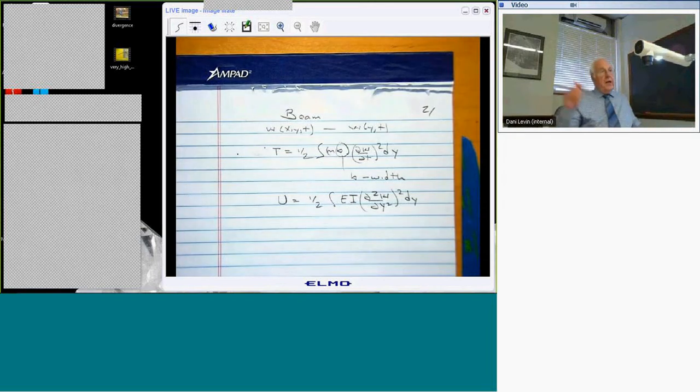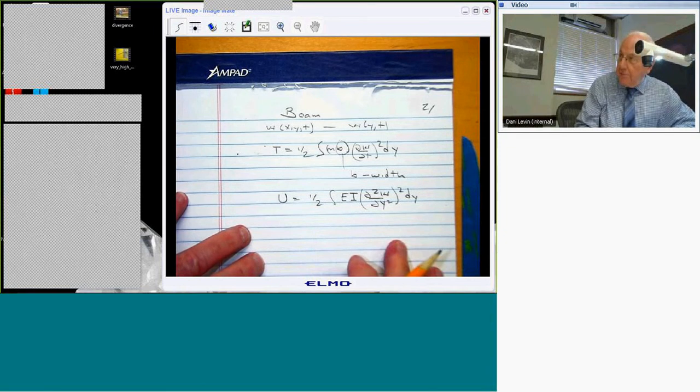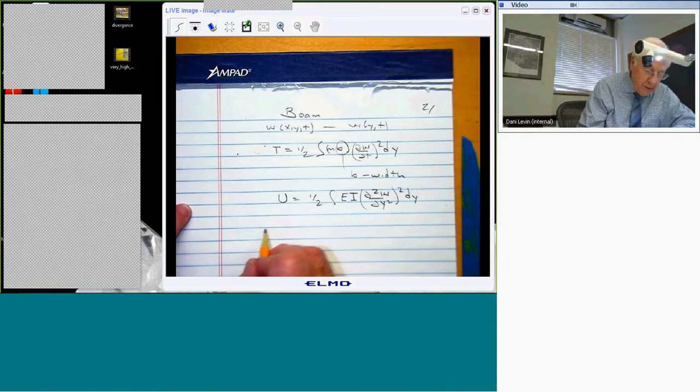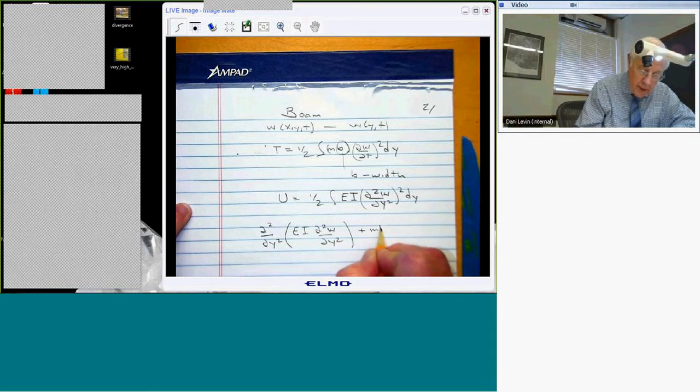Now, I take this and I put it in Hamilton's principle. I'm skipping a step, but I know you can do it. When you do that, here's the equation of motion: the second partial with respect to y of EI, times the second partial of W with respect to y. Note I'm letting EI still depend on y; I don't need to assume it's constant. Plus m_b times the second partial with respect to time equals 0.